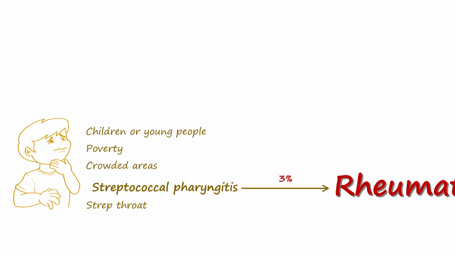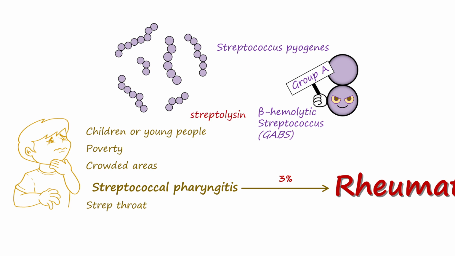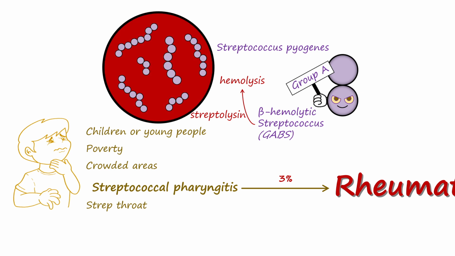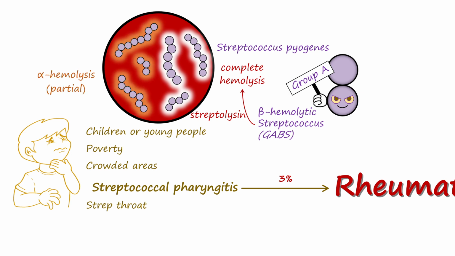The progression from strep throat to acute rheumatic fever involves several steps. Strep throat is caused by Streptococcus pyogenes, also known as Group A beta-hemolytic Streptococcus. This bacterium produces an enzyme called streptolysin, which can lead to the lysis or breakdown of nearby red blood cells, or hemolysis. In laboratory culture media, some strains of Streptococcus result in complete lysis of red blood cells around bacterial colonies, a phenomenon termed beta hemolysis. In contrast, alpha hemolysis causes partial damage to red blood cells.